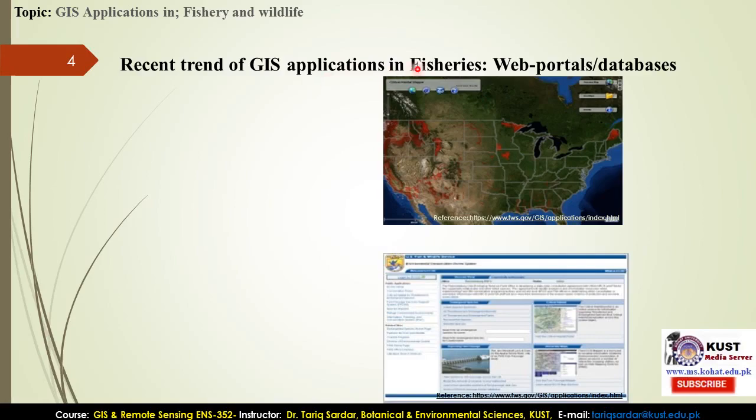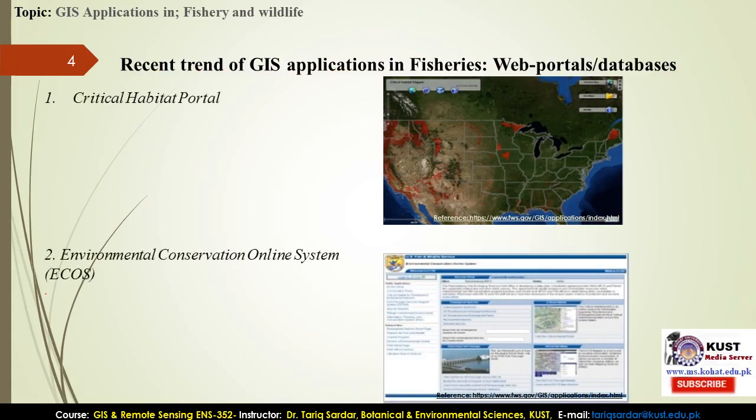Either these web portals may be from the US and also from other related areas or continents, but some are specifically related to the US, but that's only based on the recent trend that's going on in the GIS applications. So what are the recent trends of GIS application in fisheries? So the first web portal here is the critical habitat portal, which I have shown here. The reference source is also given.